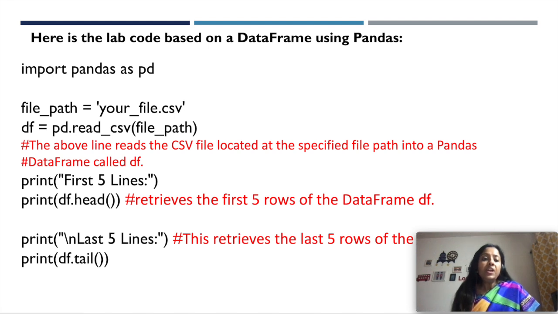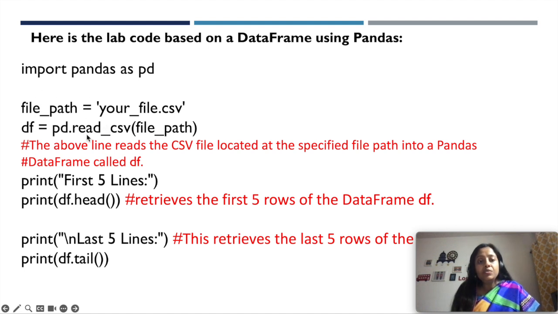Now we can write code. You all can try it at home. You can just take a CSV file. I wrote this program, which actually takes a CSV file and prints the first 5 rows and last 5 rows of it. So what are we doing here? We take your file.csv. Here you can put your CSV file's path. We store it in a variable called file path.